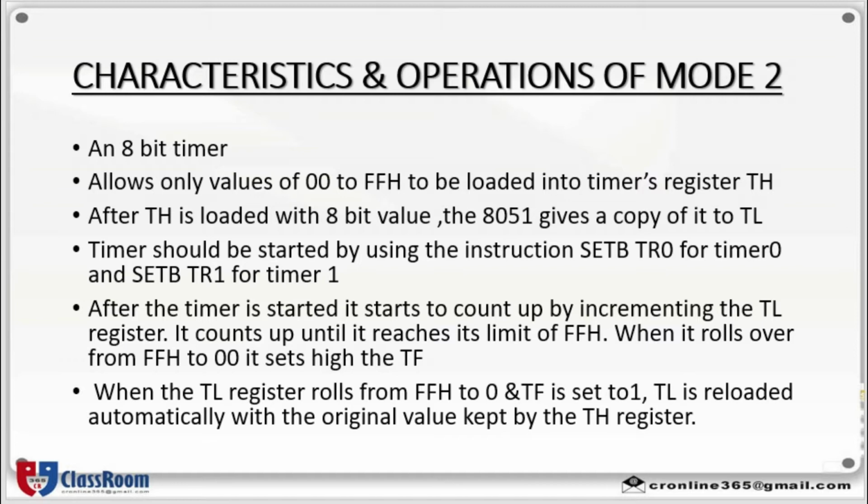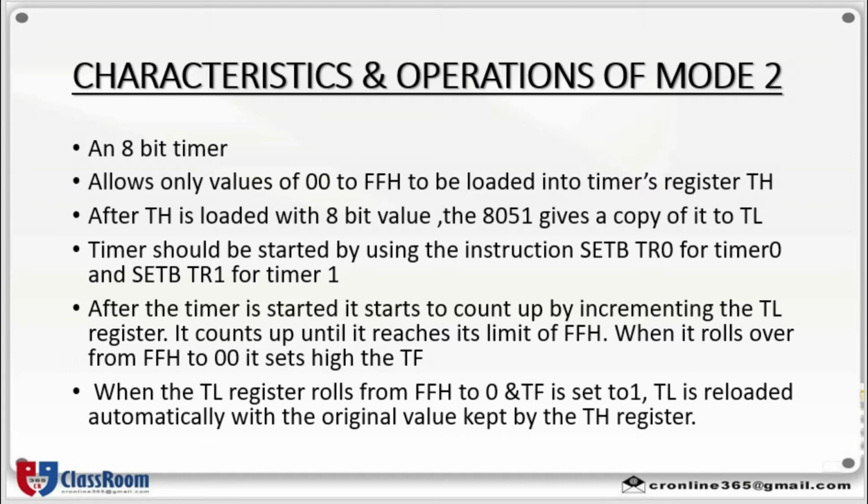The timer can be started by using the instruction SETB TR0 for timer 0 and SETB TR1 for timer 1. After the timer is started, it starts counting up. That means it counts up from its initial value until it reaches its maximum value FFH. Whenever it rolls over from FFH to 00H, it sets the timer flag high. That is, the timer flag value becomes 1.